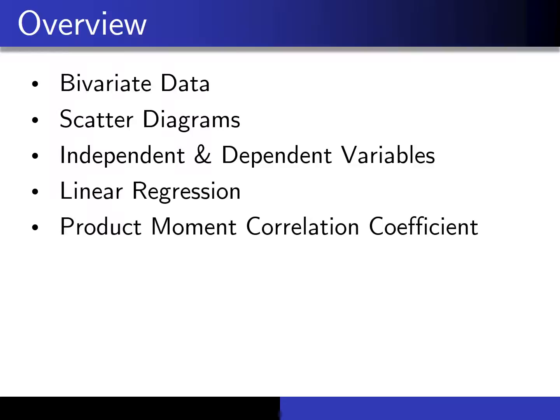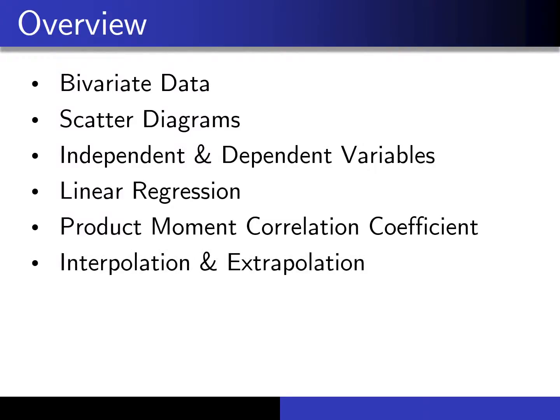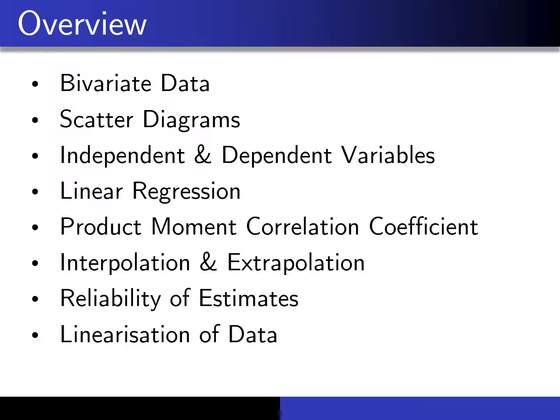What is the product moment correlation coefficient, and how can it be used to measure the strength of linear relationship for a set of bivariate data? What is meant by interpolation and extrapolation? How do we determine the reliability of an estimate obtained from a regression line? How can we carry out a square, reciprocal or logarithmic transformation to achieve linearity?